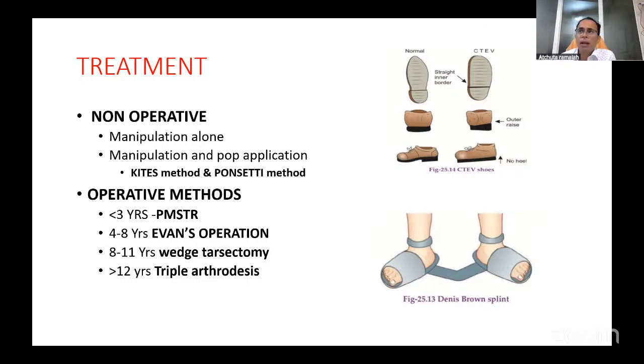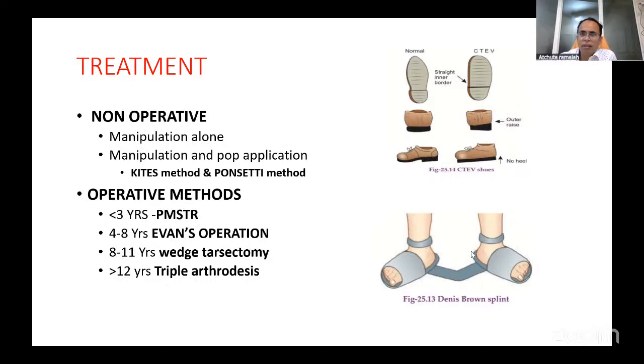So if you are clinically able to get a normal looking foot, then the plaster cast will be removed, and to prevent further deformity, we will give CTEV shoes. So how do these CTEV shoes look? The CTEV shoe has a straight inner border and an outer, lateral heel raise. This is very important. This will prevent further deformity.